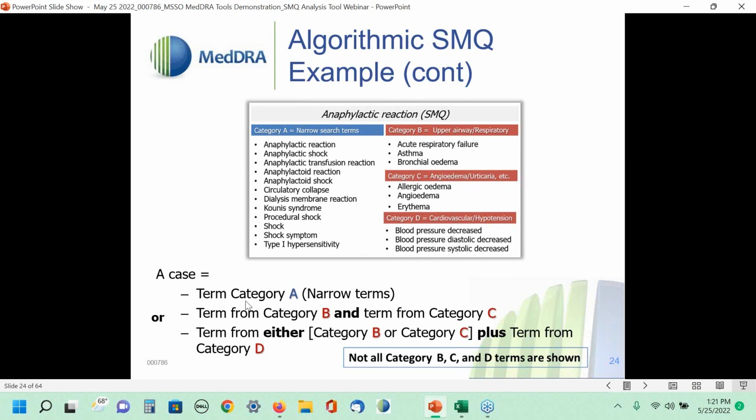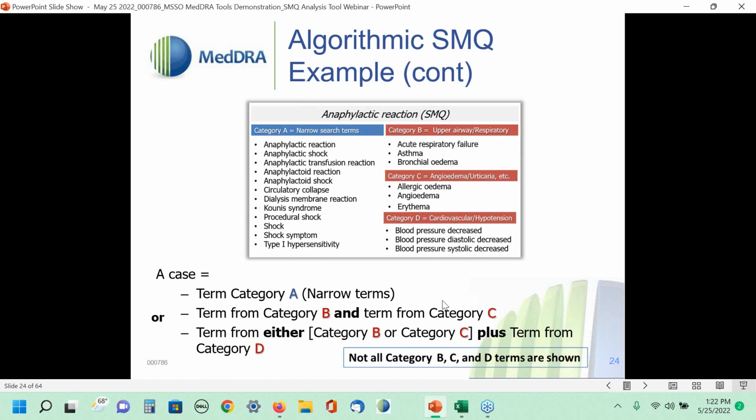And in terms of these broad search terms, you will be told to look at a case by this algorithm if it has a concept from Category B and a concept from Category C. So it could be acute respiratory failure and erythema, or it could be bronchial edema and angioedema. The other way that this particular SMQ would tell you to look at a case is if you have a concept from either category B or a concept from category C and a concept from category D. So if you had, for instance, blood pressure diastolic decreased and erythema, or blood pressure diastolic decreased and asthma. So that's how this particular algorithmic SMQ works. You either have something in category A, B and C, or B or C and D.